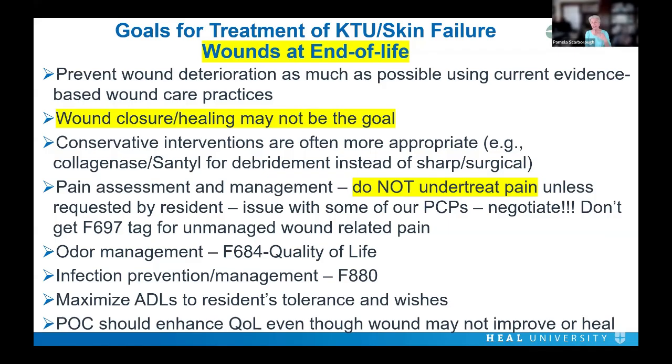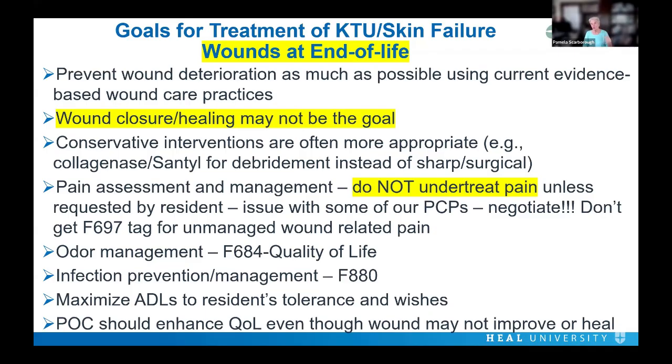The pain assessment and pain management: we don't want to undertreat pain when these people, even when they have cancer, are in pain. We want to treat the pain. We don't want to leave them untreated unless the person says, I don't want pain medication because it makes me all foggy and I want to see my family, or whatever they might say.